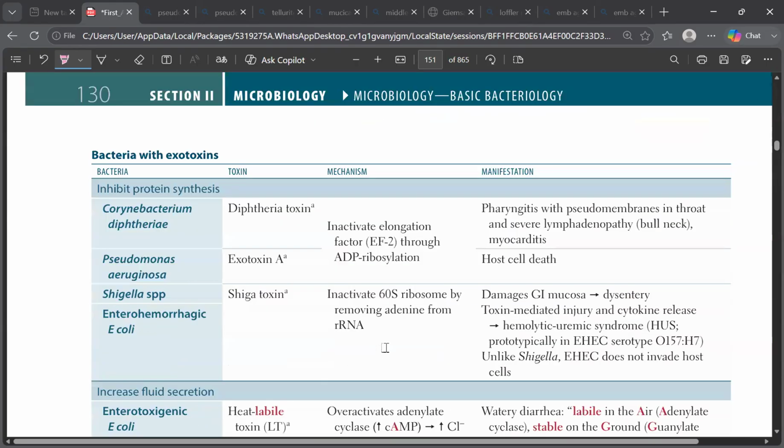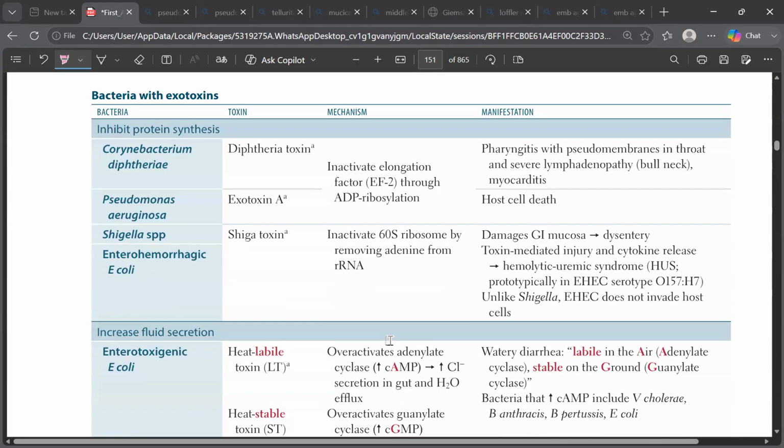Okay, moving on. We have bacteria with exotoxins. The first bacteria are those that inhibit protein synthesis. First one is Corynebacterium diphtheriae. And the second one is Pseudomonas aeruginosa. They secrete diphtheria toxin, and Pseudomonas secretes exotoxin A. They inactivate the elongation factor through ADP ribosylation.